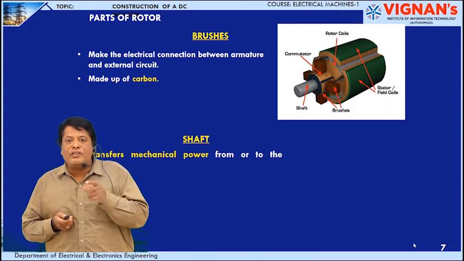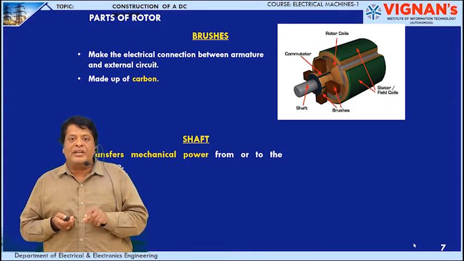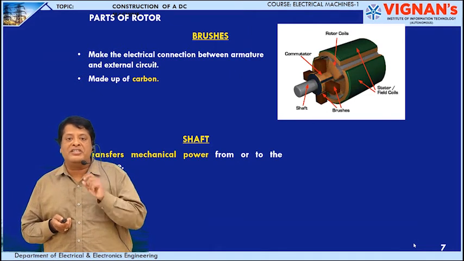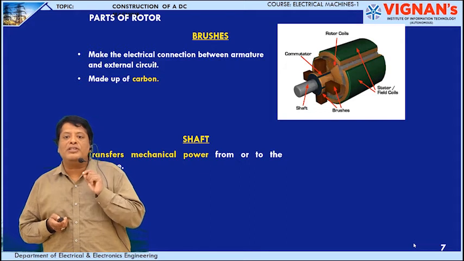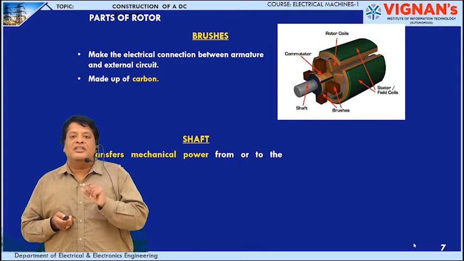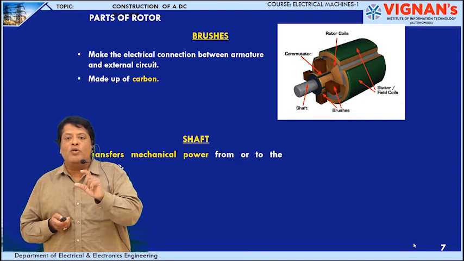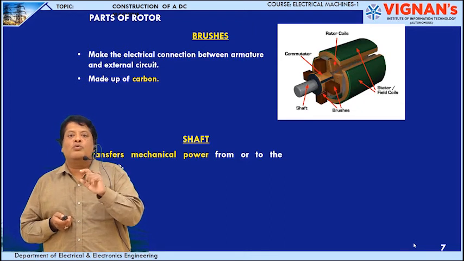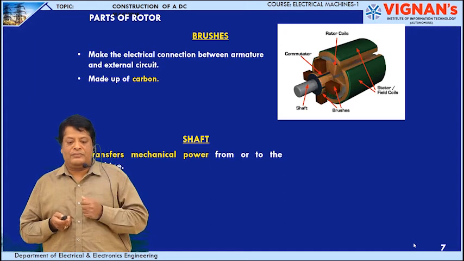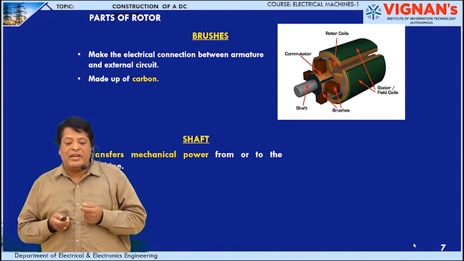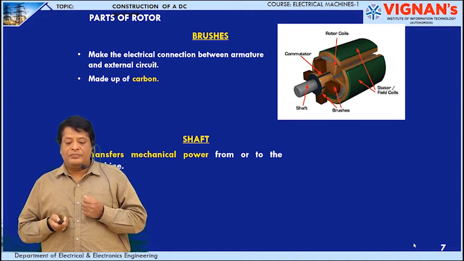The shaft is rotating, and the commutator is rotating. On the commutator, the brushes are resting. Those are stationary. So whatever voltage is induced in the armature comes to the commutator and through the brushes. That voltage, current or power goes to the external circuit. These brushes are made of carbon. And the shaft.